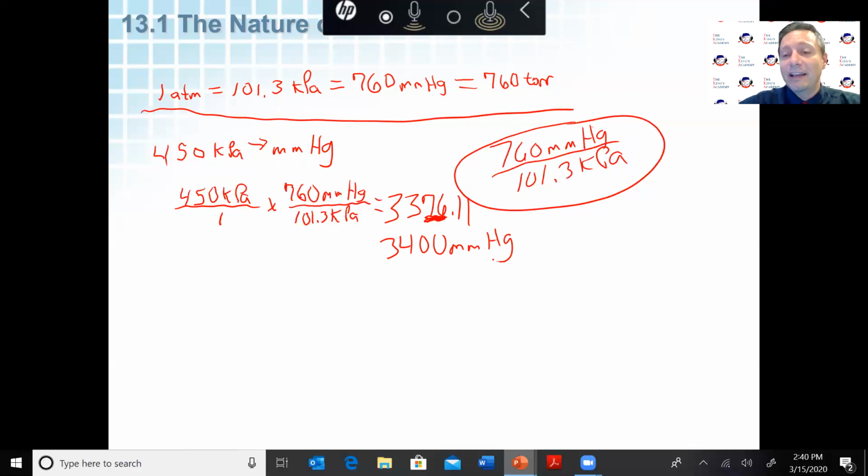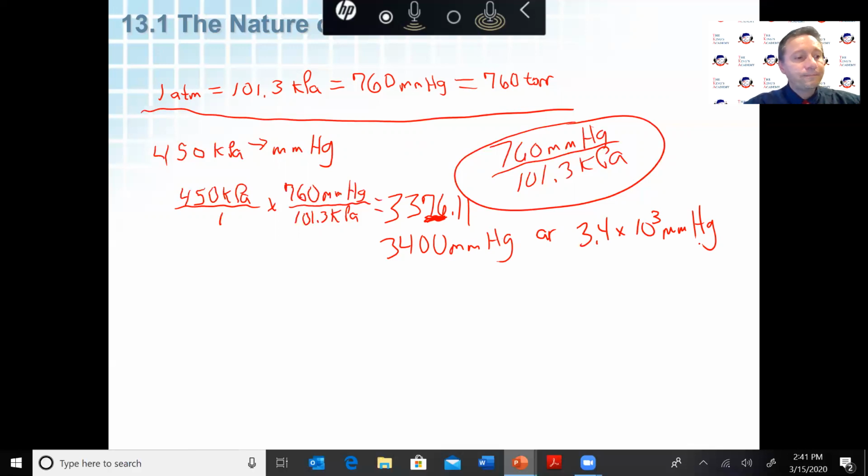We could also write that in scientific notation, right here, 3.4 times 10 to the 3 millimeters of mercury. So either one of those 2 answers would be acceptable.